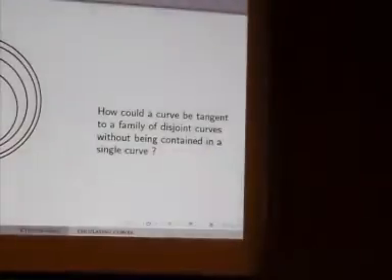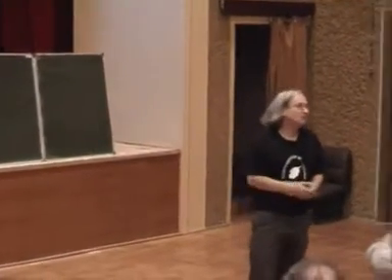Think about it. You have a family of disjoint curves. This is something that we mathematicians call a foliation. And we have a blue curve which is always tangent. And at the same time, it has to go from one curve to the other. How is it possible? It looks like contradiction.